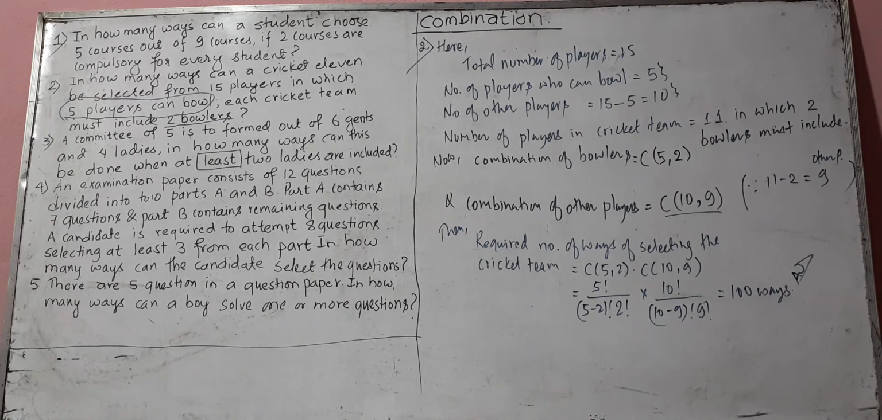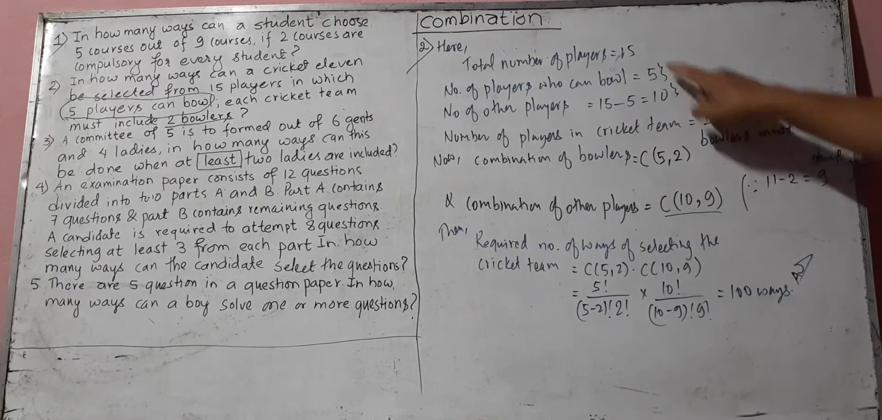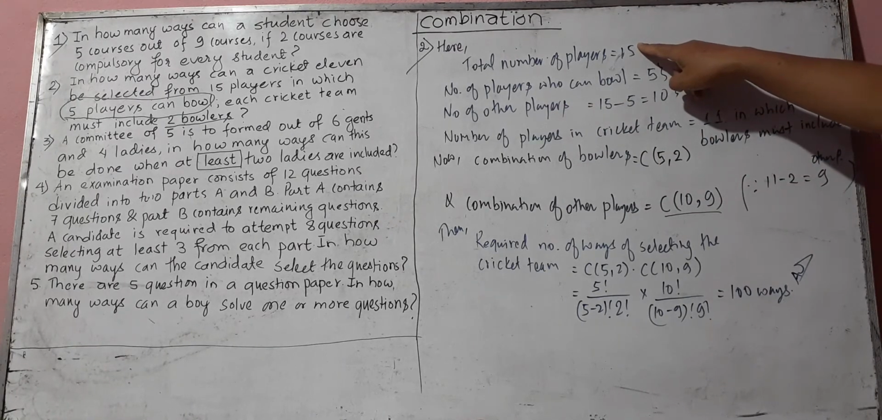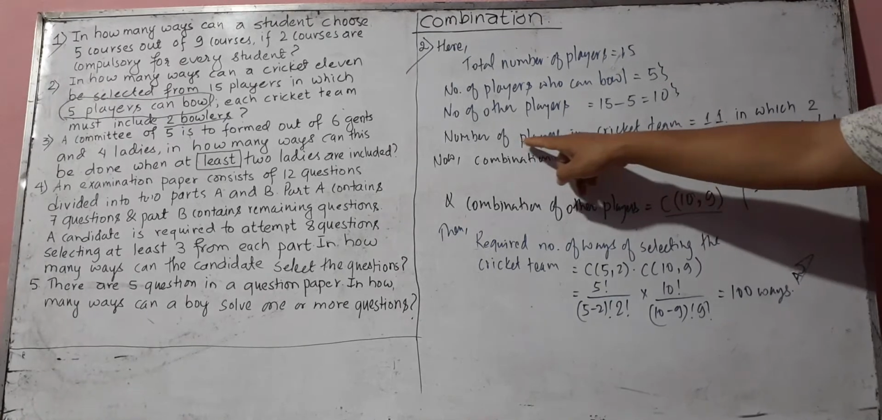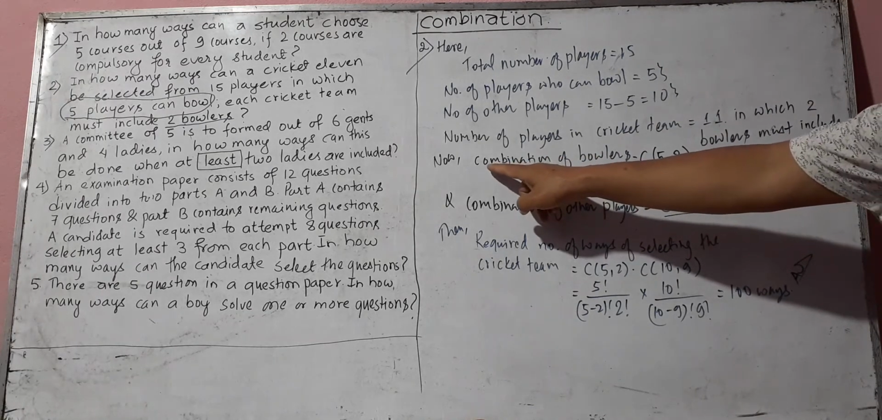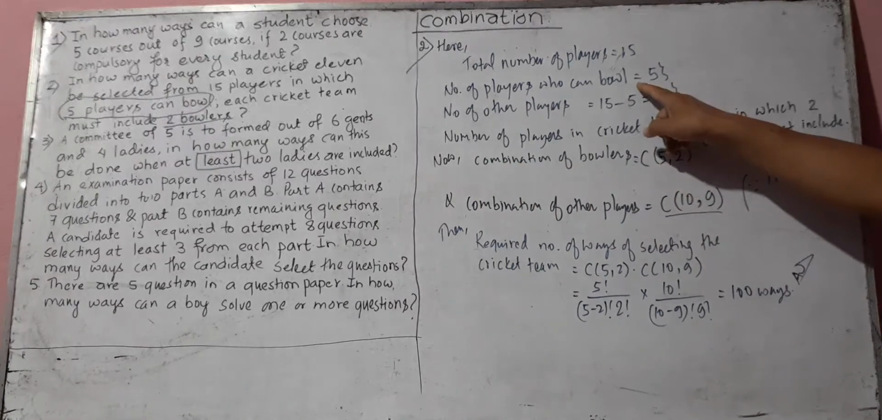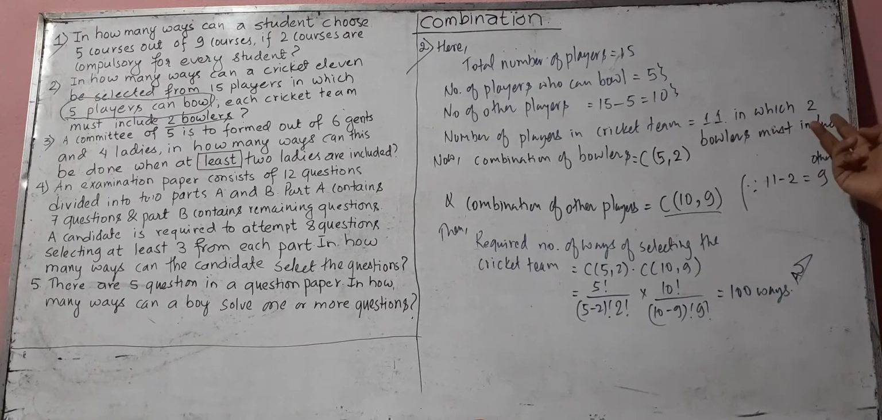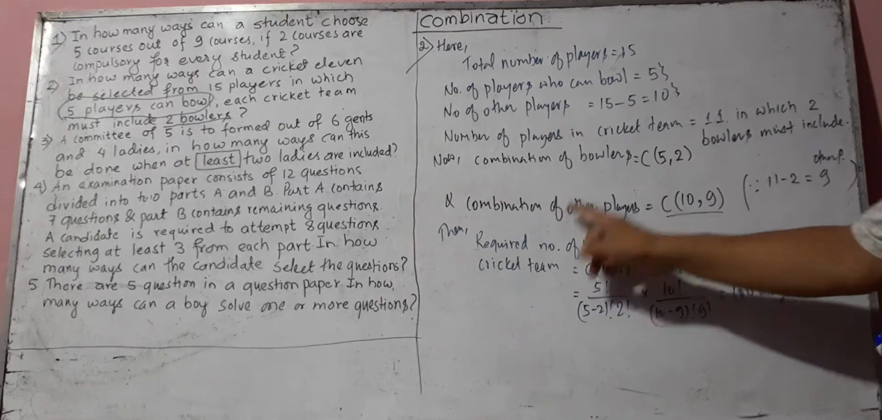Okay, look here, 5 bowlers, other players is 10, because the total is 15 minus the number of bowlers, 5, becomes 10, and the number of players in the cricket team is 11, in which 2 bowlers must be included. So first we find the number of ways of selecting the bowlers, that is C(5,2), because the number of bowlers is 5. We have to select 2 bowlers from 5. So C(5,2), and other players.